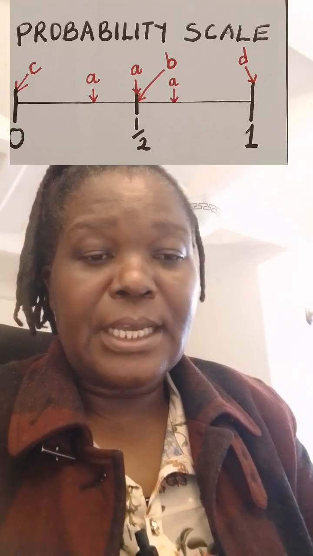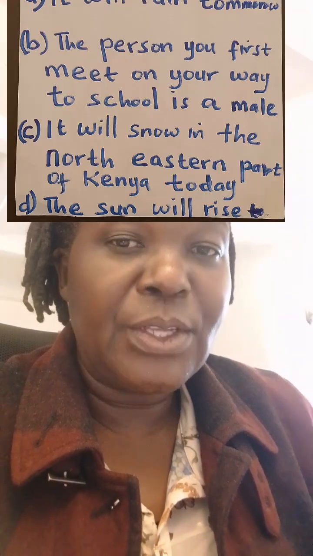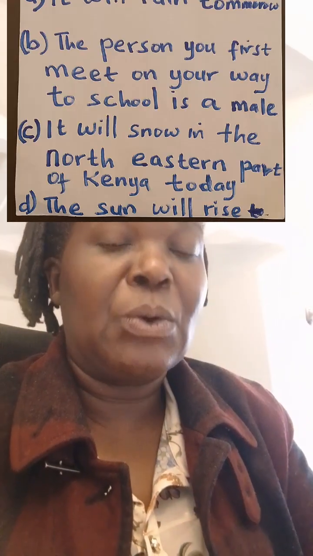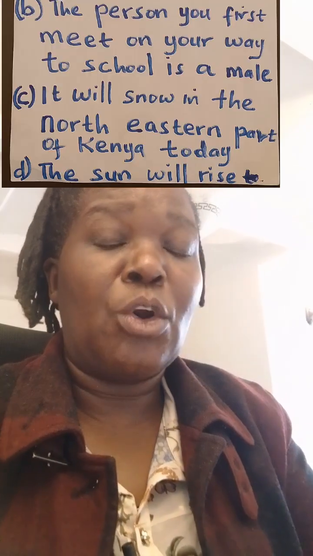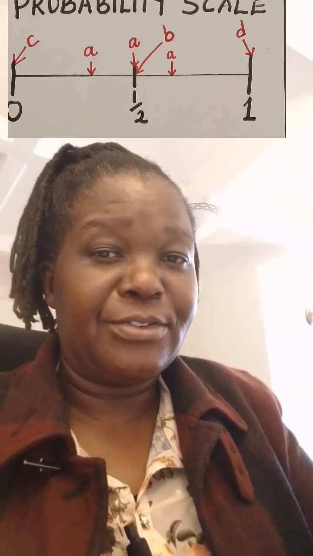Then the second one, part B, is I want to mark the event, the probability that the first person you meet on your way to school is a male. Now, this is a 50-50 event because the first person you meet is either a male or a female. So it's a 50-50 event. So on my probability scale, I mark it in the middle. So that is half, a 50-50 event.